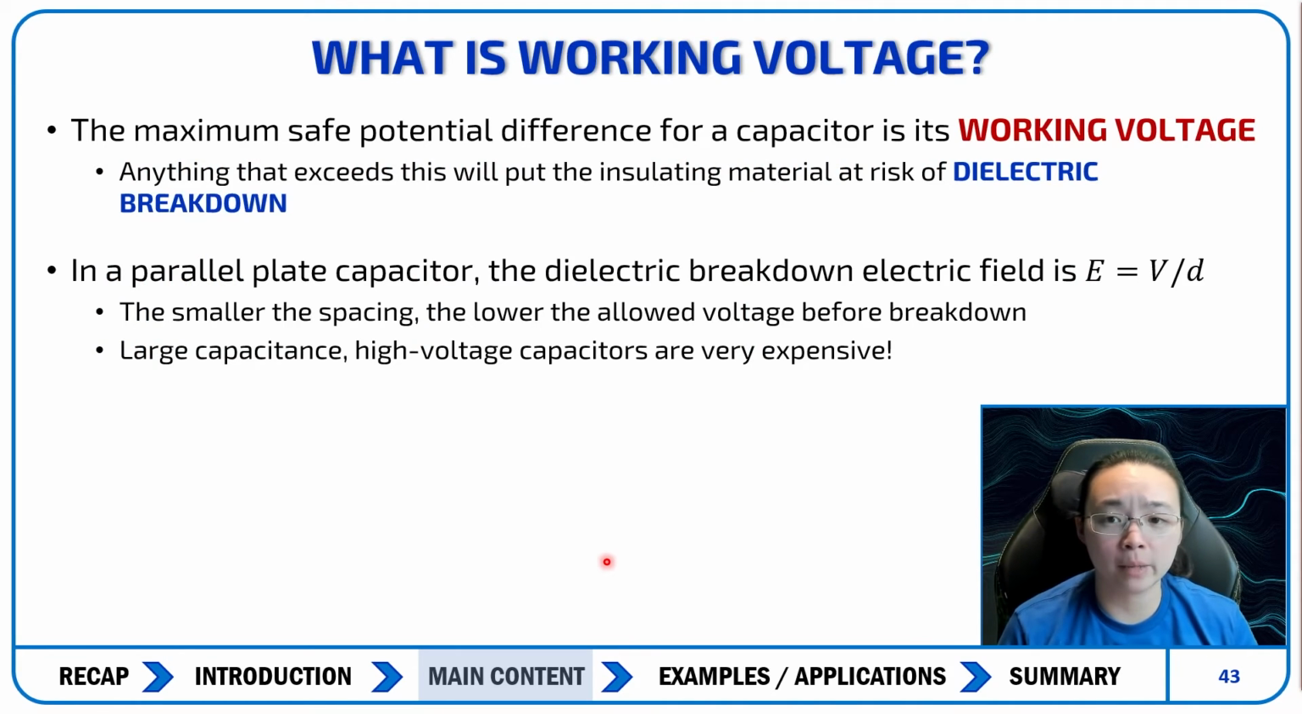So in a parallel plate capacitor, the dielectric breakdown electric field is E equals V over D. The smaller the spacing, the lower the allowed voltage before breakdown, the larger the capacitance. And the higher the voltage, the more expensive your capacitor will be. So just keep in mind, we use E equals V over D to figure out what the working voltage is based off of what electric field thresholds we can have to maintain safety measures.